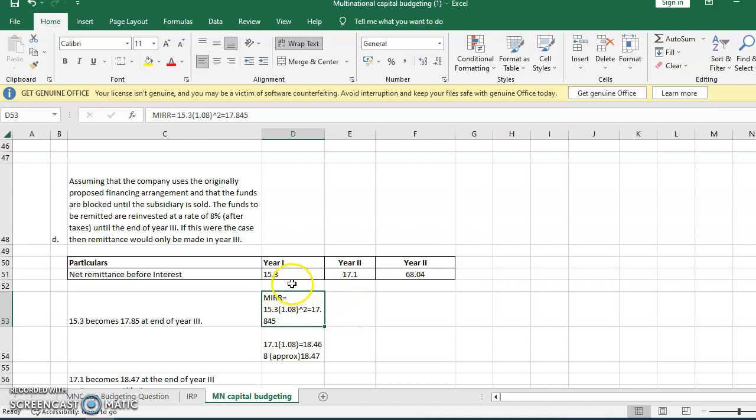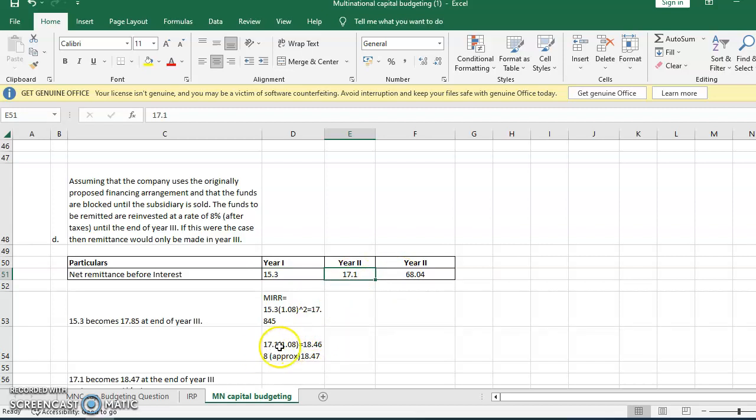It is nothing but 15.3 into 1.08. Why 1.08? Because the formula is 1 plus the rate to the power of n. In this case, if 15.3 is reinvested, you can invest it for 2 years only. So it is to the power of 2. And we get 17.845.